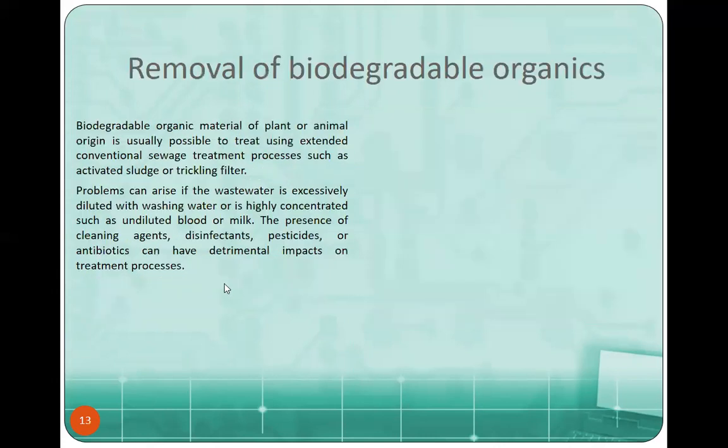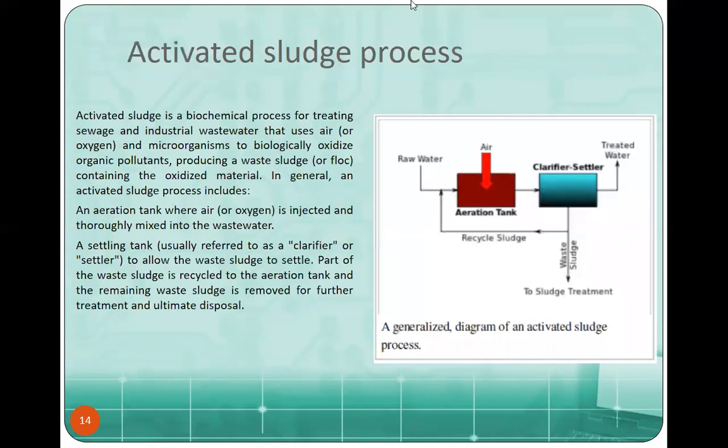Next, removal of biodegradable organics. Biodegradable organics of plant material or animal origin are usually possible to treat using extended conventional sewage treatment processes such as activated sludge or trickling filters. Problems can arise if the wastewater is excessively diluted with washing water or is highly concentrated, such as undiluted blood or milk. The presence of cleaning agents, disinfectants, pesticides, or antibiotics can have detrimental impacts on treatment processes. So ito yung activated sludge process.